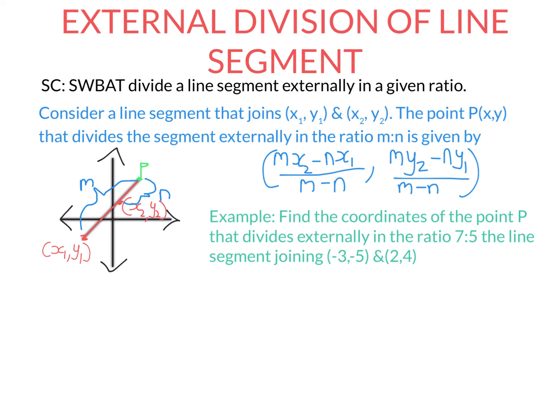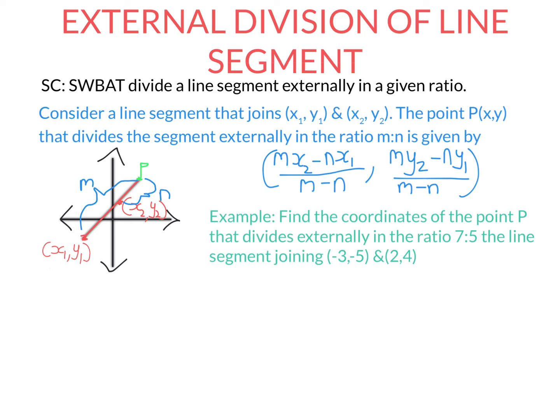So let's look at an example. Let's say this is the point -3, -5. Let's say this is the point 2, 4. We want to find a point P that divides this in the ratio 7 to 5. So just note, if this first number is bigger than this number, it would mean P is up here, like the diagram suggests. But if this first number was smaller, like 2 to 5, then P would be down here. It'd be closer to the first point than the second point.